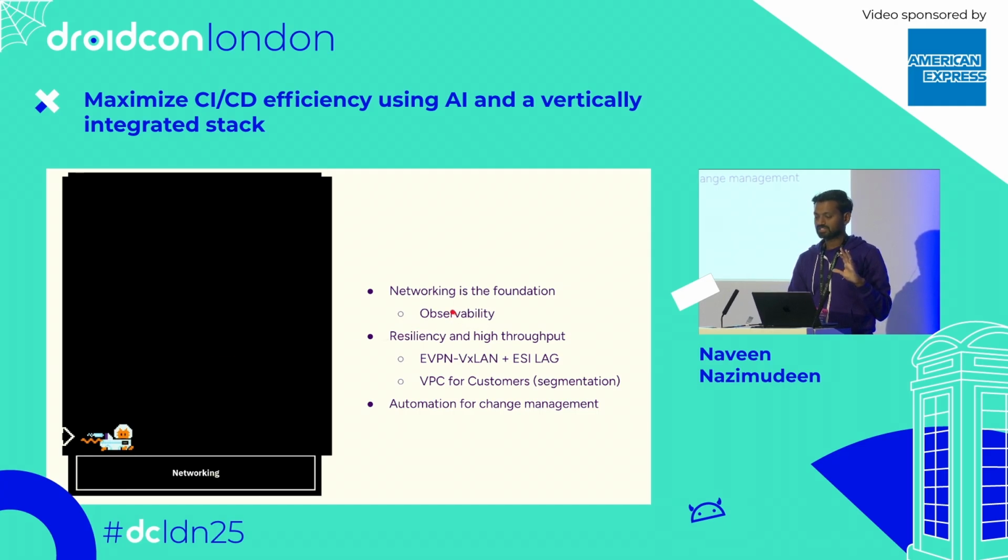And then observability is very important. We have built redundancy at every point: multiple connections between nodes and switches, multiple pathways between 2 nodes, redundancy in internet connection providers, and automation for change management.